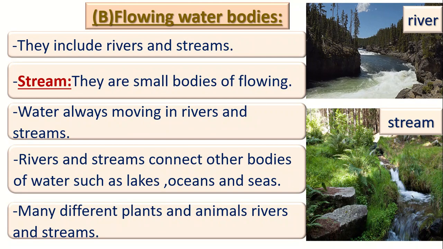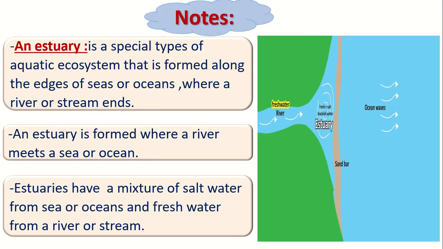In rivers and streams, the water is always flowing, always moving or running, and they can be connected with other lakes or oceans or seas. And also many different plants and many different animals can be found in rivers and streams.